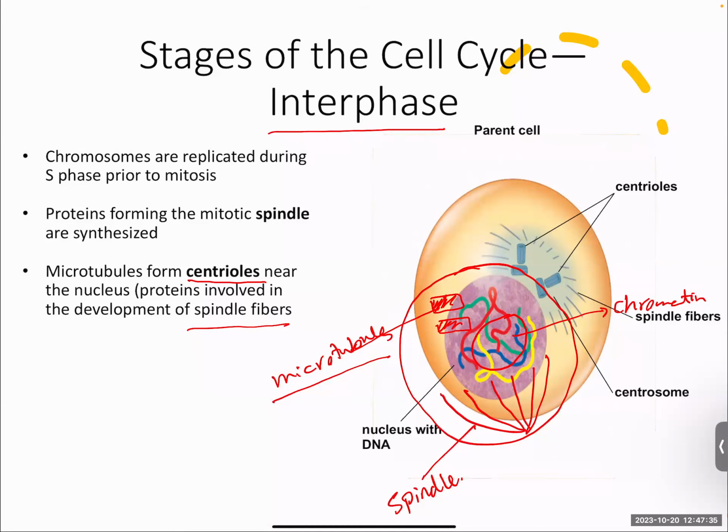Oh, sorry, here's my picture. I guess I had it on the other screen. So here are the centrioles that I draw. You see the spindle fibers being developed, and then what I draw here would be your nucleus with the genetic information.